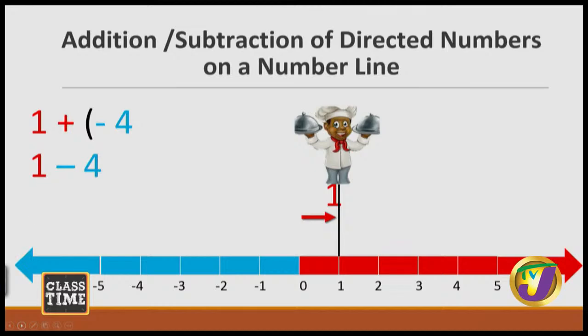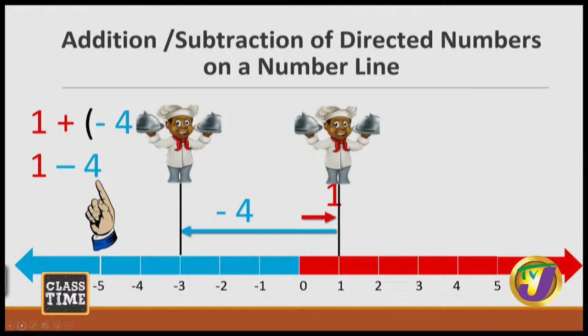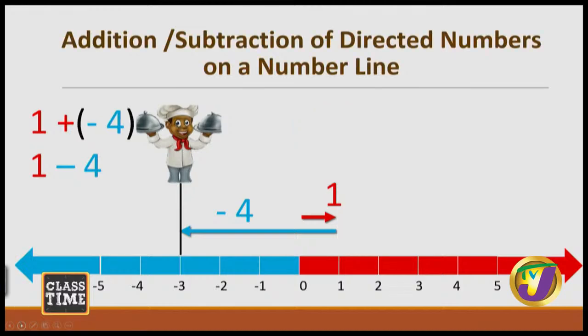All right, we'd go left. 4 places left. So starting from positive 1, 4 places to the left would take us to negative 3. I hope you are following. So therefore, negative 4 added to positive 1 is equal to negative 3.